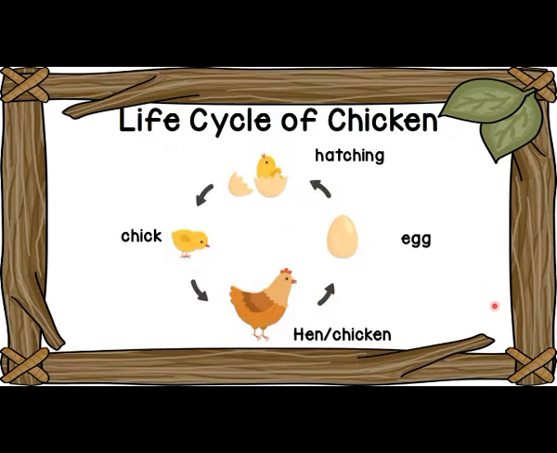The next example of the life cycle in animal is the life cycle of chicken. The life cycle of chicken begins from an egg, and then the egg is hatching. It will produce a chick, which will grow bigger into a hen or chicken, which can produce egg. The process is repeated, that's why we call this a life cycle.